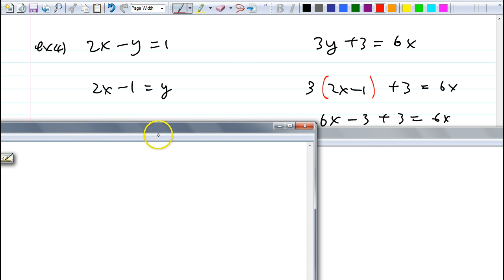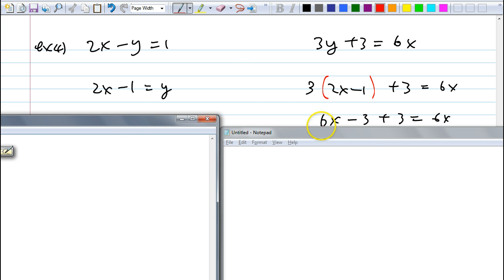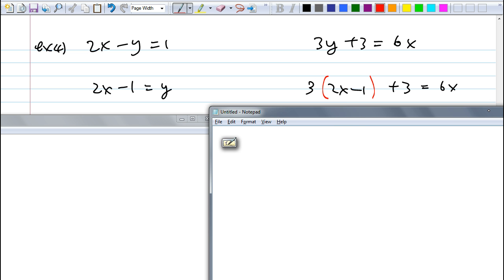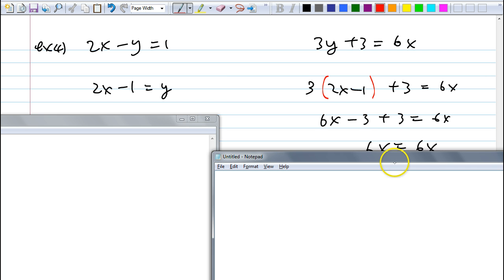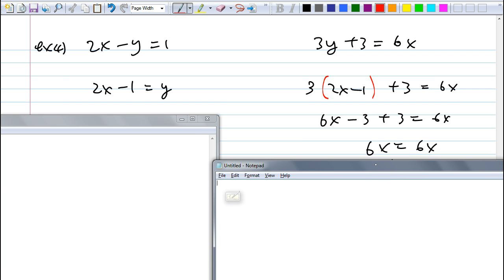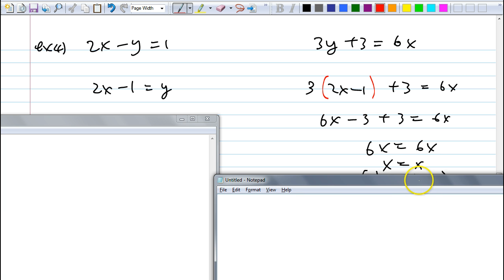We like this third equation because, look at this equation. How many variables do we have? Only one. We know how to solve this, don't we? So distribute this. We get 6x minus 3 plus 3 equals 6x. Isn't that interesting? We get 6x equals 6x. Divide both sides by 6 if you wanted to. x equals x.